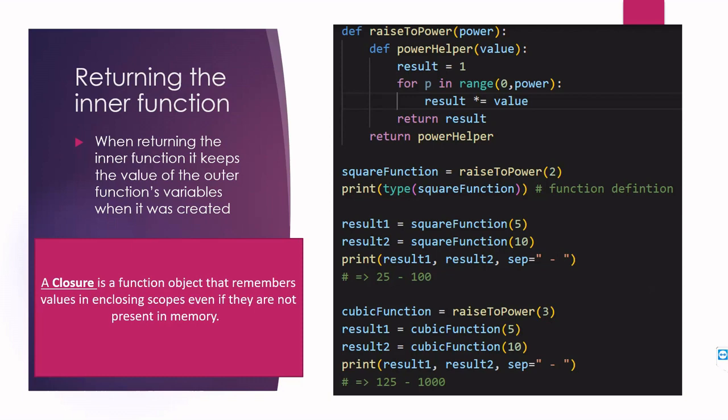Now, what happens every time we call raise to power is that we create a new function object. So there's a new function object every time we call raise to power. And that's why we can have different functions coming out. The object that returns from this call remembers the power is equal to one value. The object that comes from this call remembers the other.